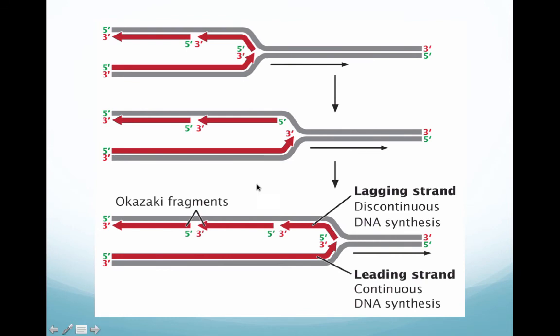So again, as our replication bubble gets bigger and bigger, we start getting these chunks of DNA that will eventually be glued together. And these chunks of DNA that we can see down here towards the bottom of the slide are going to be made up of the lagging strand. And so the lagging strand is discontinuous in nature. DNA synthesis is not continual like it is on the leading strand. Therefore, we get fragments of new DNA, and those fragments are going to have to be glued back together at the end of this replication process.